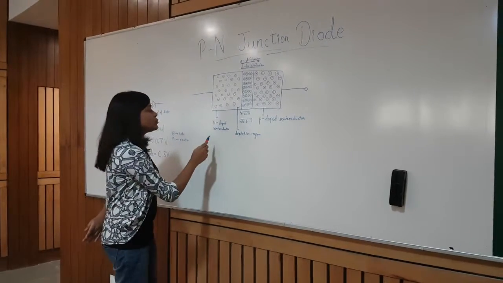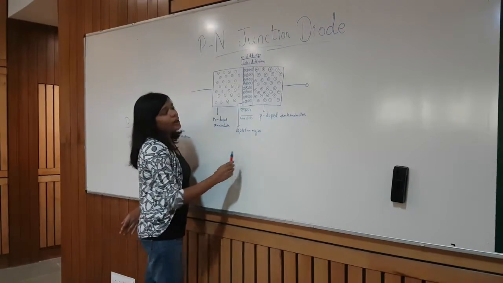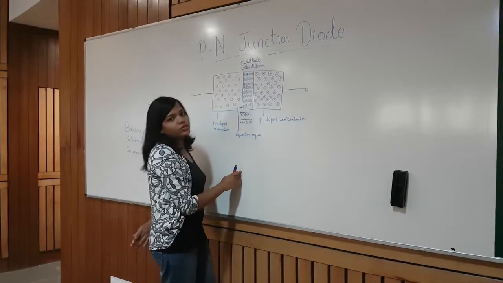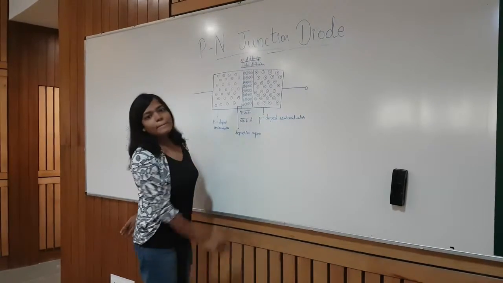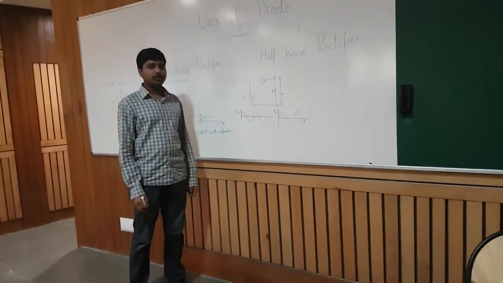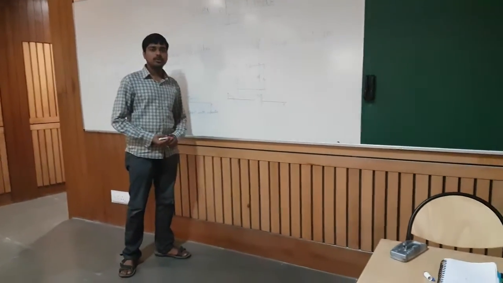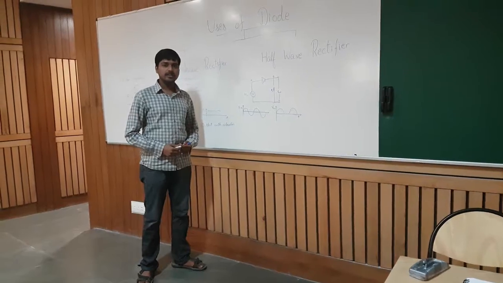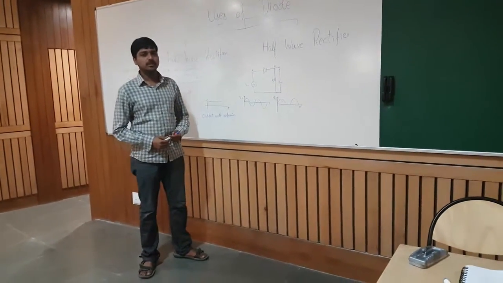When we join the N-doped side to the positive terminal and the P-doped side to the negative terminal, it is reverse biased and no current flows through the diode. I am here to explain the use of a diode as a rectifier. So what is a rectifier? A rectifier is an electrical device which converts an AC source to a somewhat DC source.